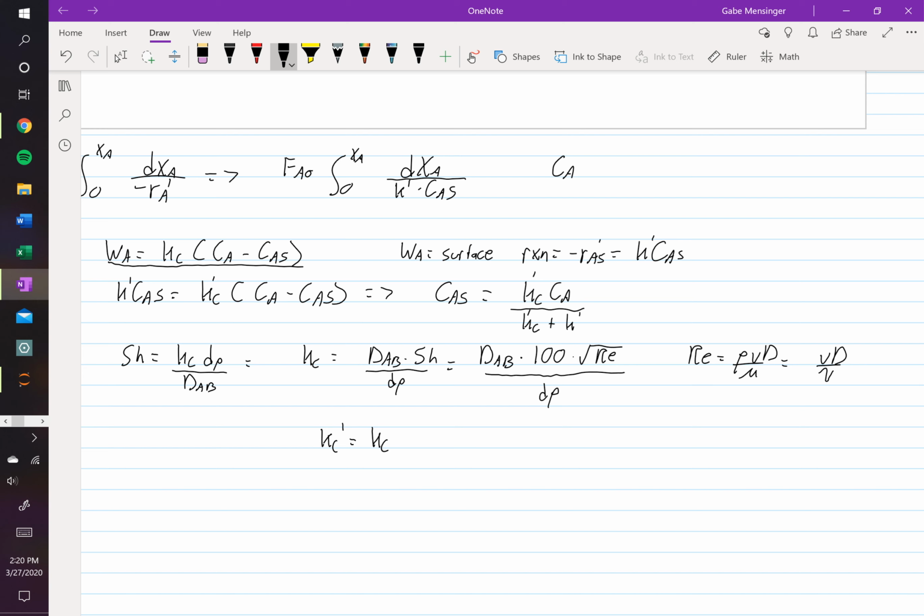times alpha, where alpha is the catalyst surface area per mass of catalyst bed. And it should be in units of, and for this particular problem, it's given in units of centimeters squared per gram of catalyst.